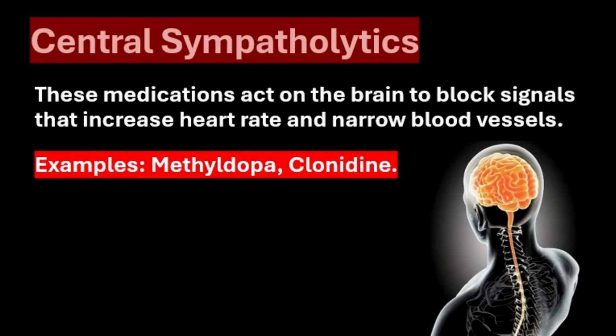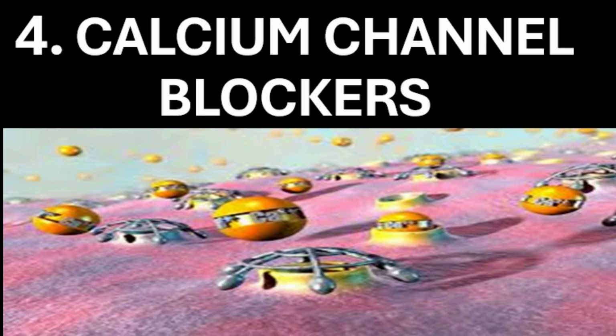Then the last category is central sympatholytics. These medications act on the brain to block signals that increase heart rate and narrow blood vessels. Examples are methyldopa, clonidine. This will directly act on the brain. So you can see the categories. The first one acts on the smooth muscles or blood vessels, the second one acts on the heart, and here it is directly on the brain or sympathetic system.